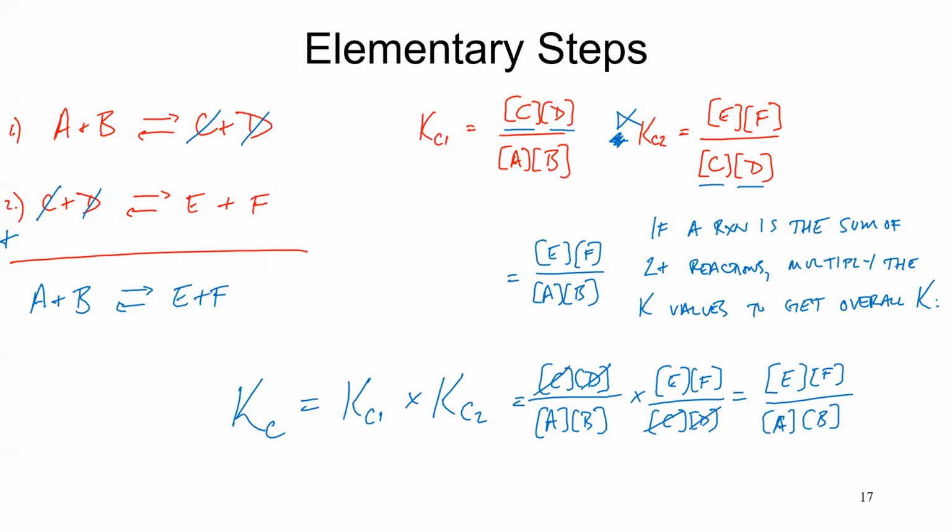All right. So that's elementary steps and elementary steps in equilibrium. And so anytime we have a reaction that's made up of more than one step, we just multiply those equilibrium constants together to get the overall equilibrium constant for a reaction. Any questions about that?